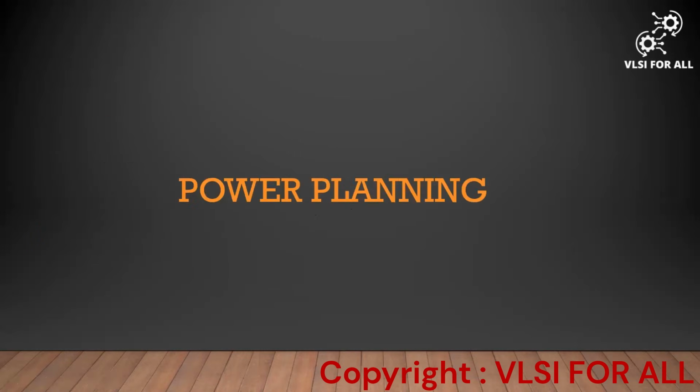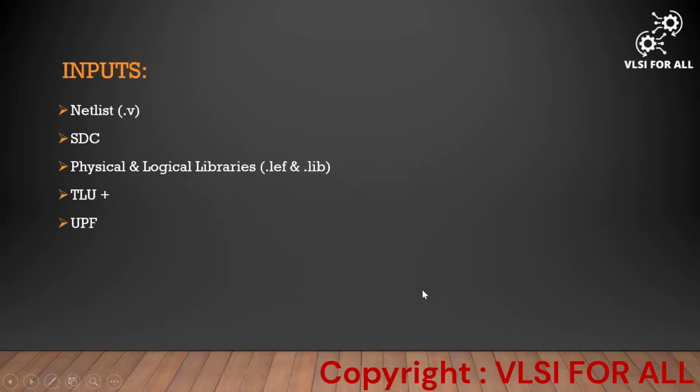Now moving to the power plan. In the power plan, what are all the inputs you are giving? Netlist.v, SDC, physical and logical libraries, TLU plus, UPF. These are all the input files which we are giving to the power plan stage, as we discussed earlier. Almost the same inputs. Here we are getting some UPF, which means power related information will be present in this file. Like the creation of VDD VSS nets and the supply to those particular VDD VSS nets, and any multi-voltage or multi-power designs, all the information will be present in the UPF file.